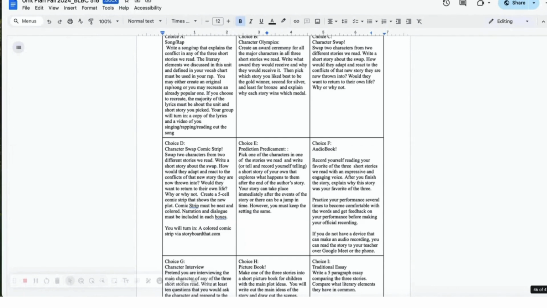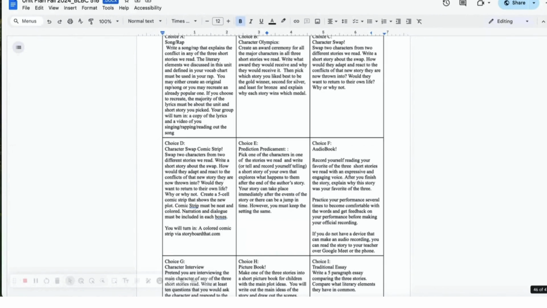Prediction predicament. They pick one of the characters in one of the stories that they read, and they can write or record themselves telling a short story of their own that explores what happens to them after the end of the author's story. Their story can take place immediately after the events of the story, or they can jump in time. The student gets to pick.